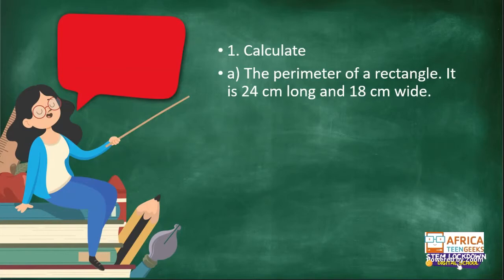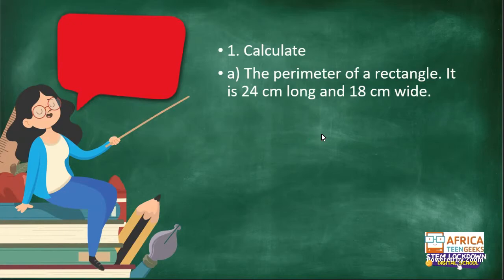18 and 18 gives you 36, and then 24 plus 24 will give you 48. And of course, if you add them together, 48 as well as 36, you will get the sum of 84 centimeters, and 84 will be your perimeter. So therefore, the perimeter in that case will be 84 centimeters. And of course, that is the first word problem after the two triangles that we've just done.